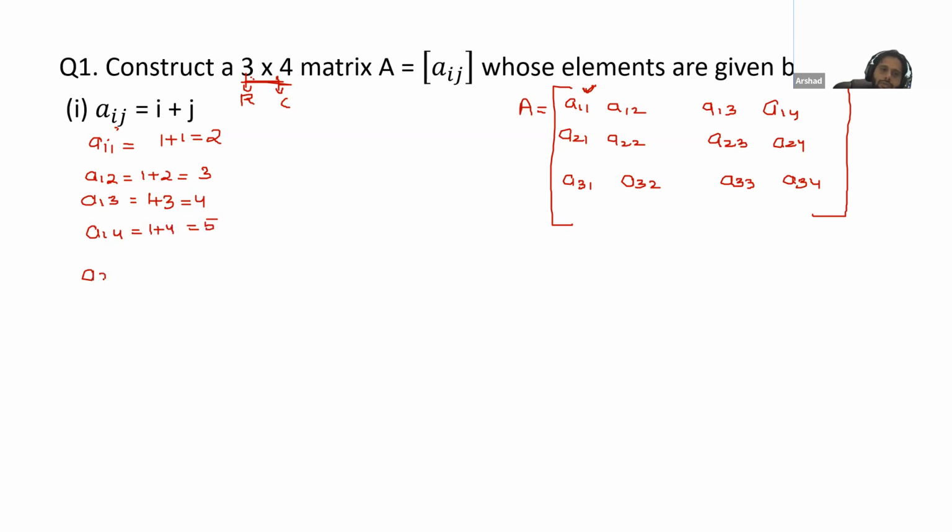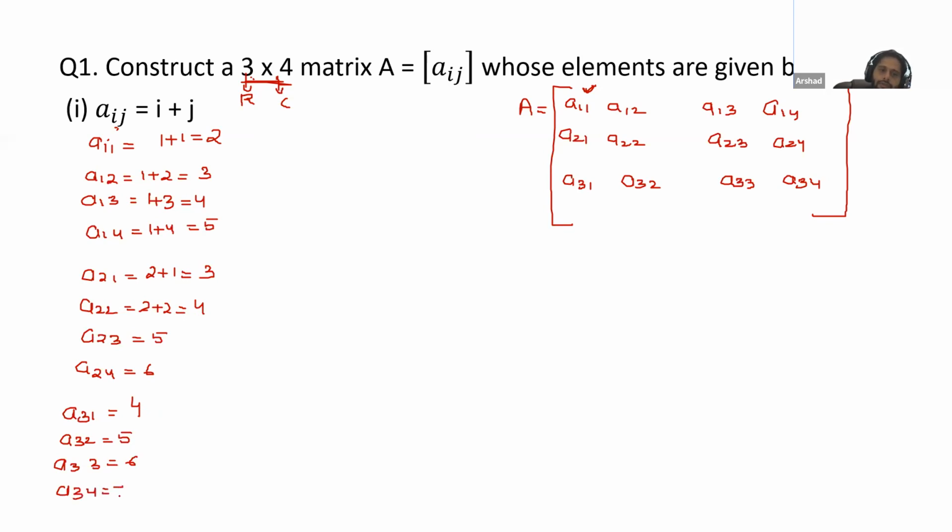Next is A21 is equal to 2 plus 1, which is equal to 3. A22, which is equal to 2 plus 2, is equal to 4. A23 is 5. A24 is equal to 6. A31 is equal to 4. A32 is equal to 5. A33 is equal to 6. And A34 is equal to 7.